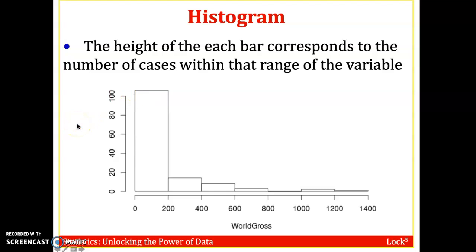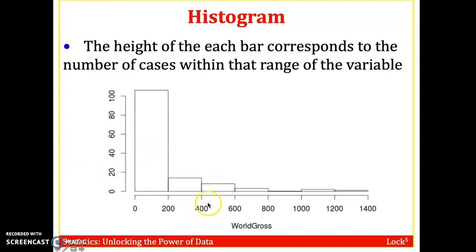Similar to a dot plot is a histogram. The height of each bar corresponds to the number of cases within that range of values. So the bulk of movies, this would be over 100, 120 or so movies, earned between $0 and $200 million at the box office. These are called bins or classes or buckets. A lot of terminology here. The second bar says that about, I'd guess around 18, let's say 18 movies earned between 200 million and 400 million at the box office.